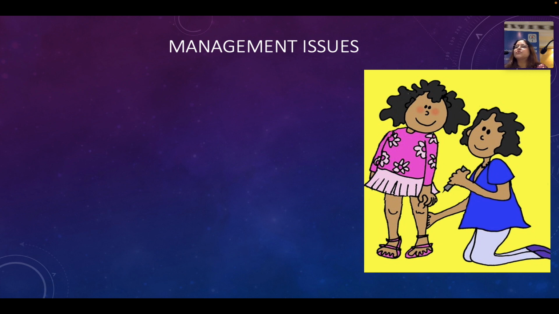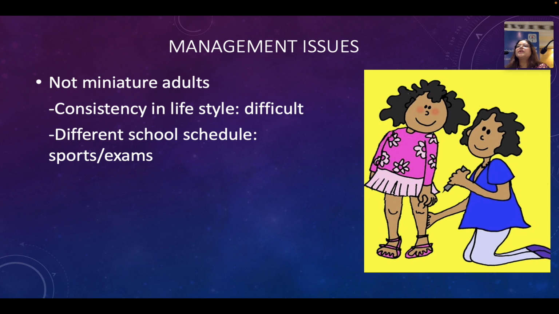Now, management issues. The basic problem is that children are not miniature adults. Sometimes what happens is that because it is diabetes, they don't know that pediatric endocrinologists exist. So they go to an adult endocrinologist and are put on fixed doses. They put them on mixed ARDs.